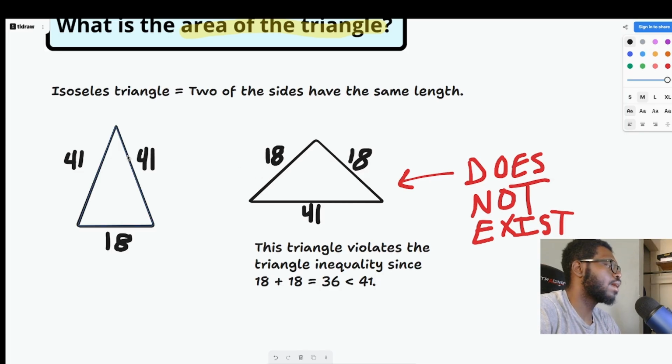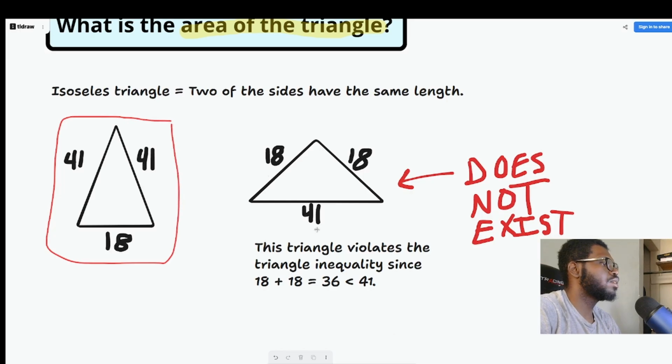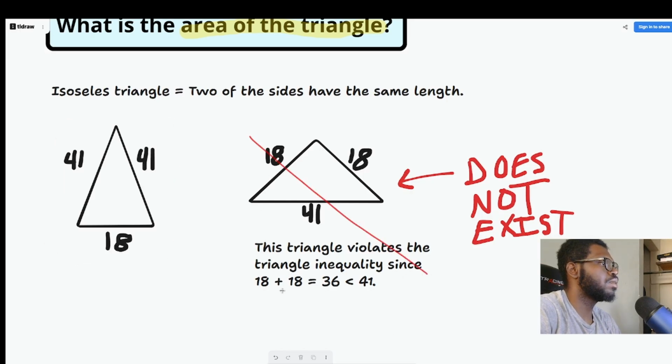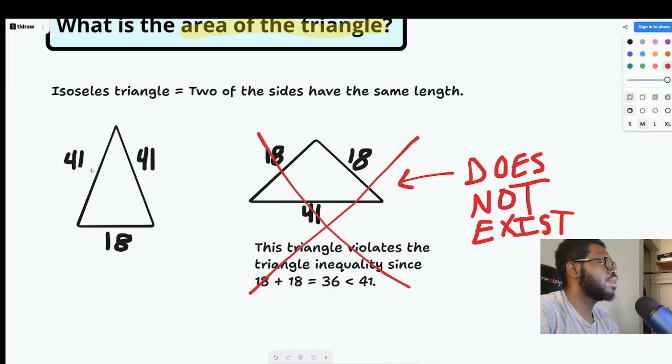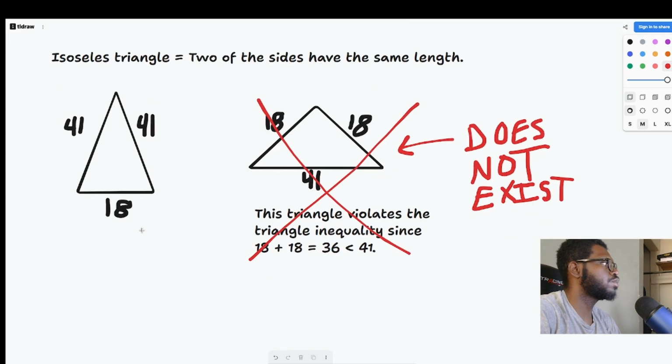If we take a look at the first triangle we drew, this one does satisfy the triangle inequality. 41 plus 18 is greater than 41, and 41 plus 41 is greater than 18, which tells us that this first triangle is the one we want to look at in more detail. We can disregard the second possibility completely because, as we discussed, such a triangle cannot exist. Just cross this out and take a closer look at the first triangle we drew.